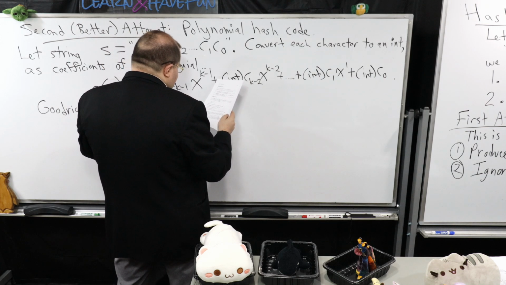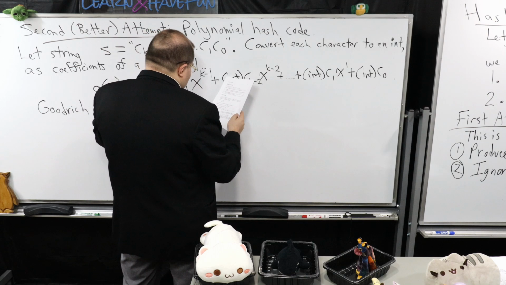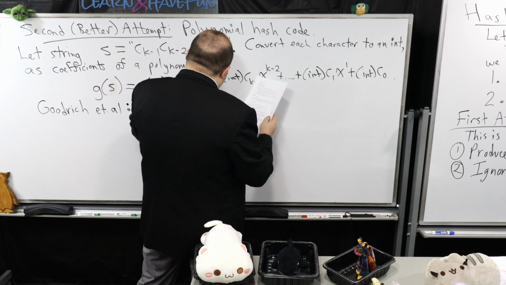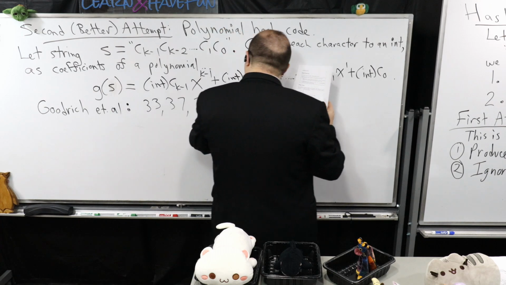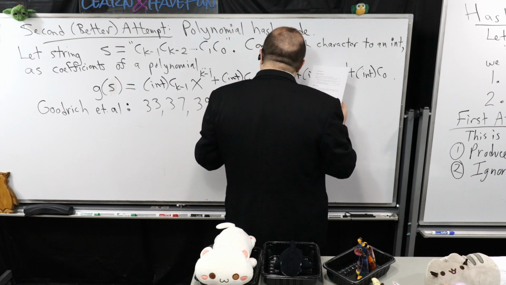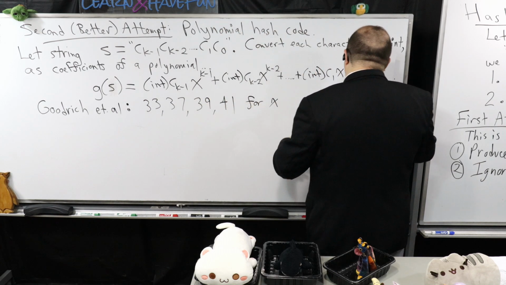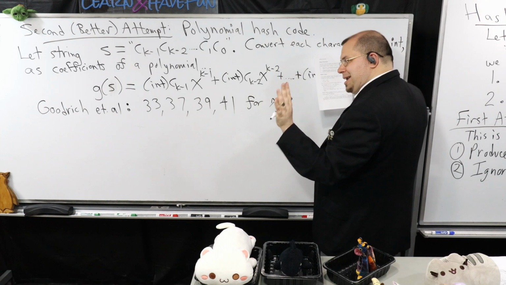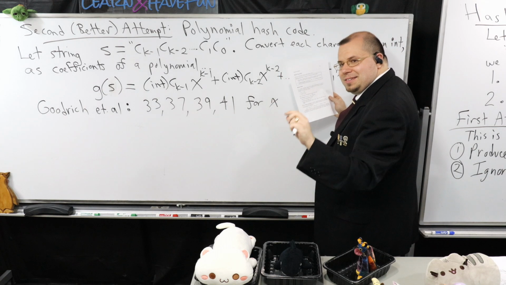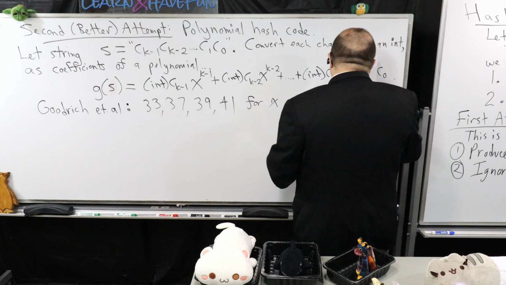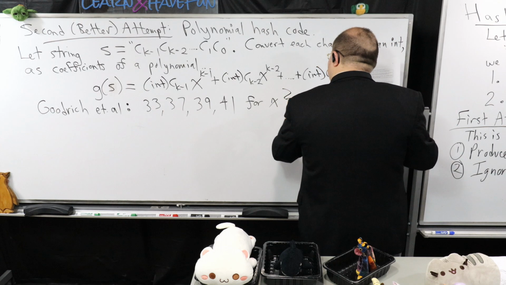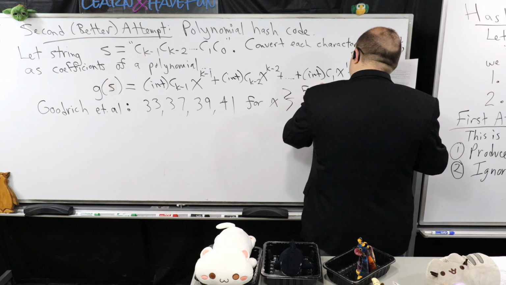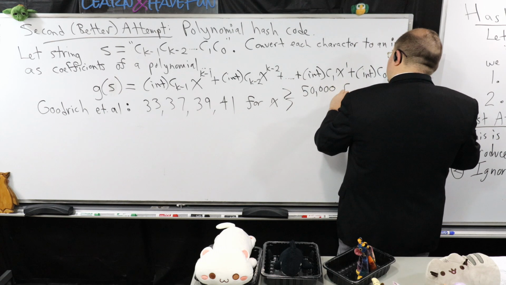According to these folks, some good choices are 33, 37, 39, 41 for x. What they did in their experiment is they experimentally determined these. These were not calculated out in some formal analysis. They were done through experiment. These were determined using a 50,000 English word dictionary.